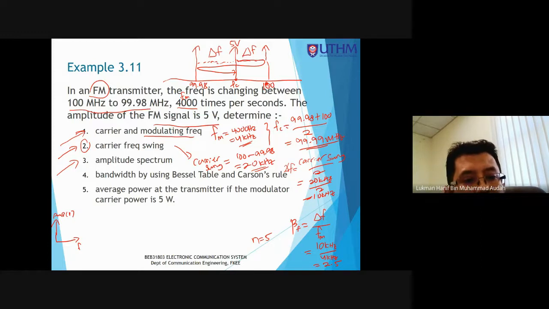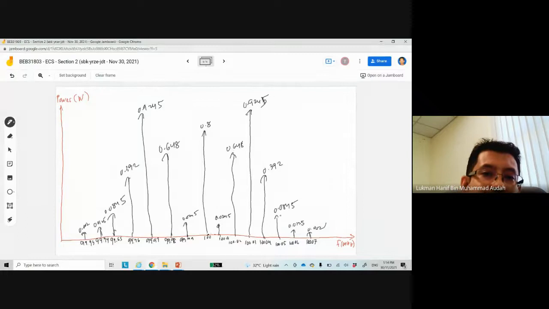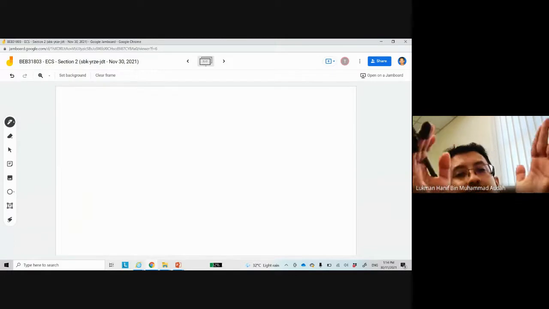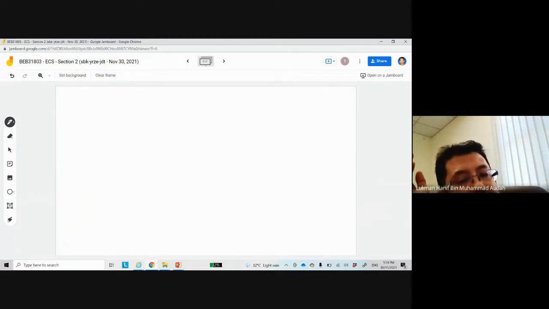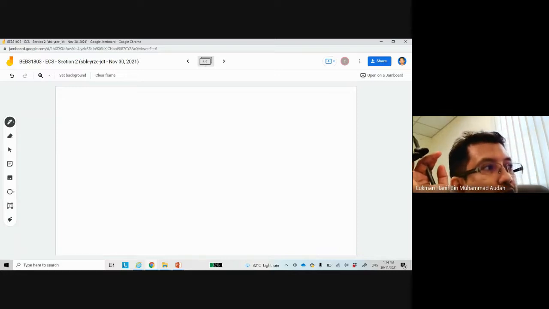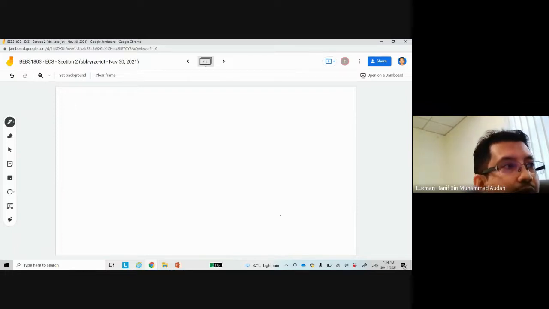So how to draw this? Again, we need to use a table. We need to have a table, then we know the amplitude values and the frequency values. So we already know that the value of FM is equal to 4K.